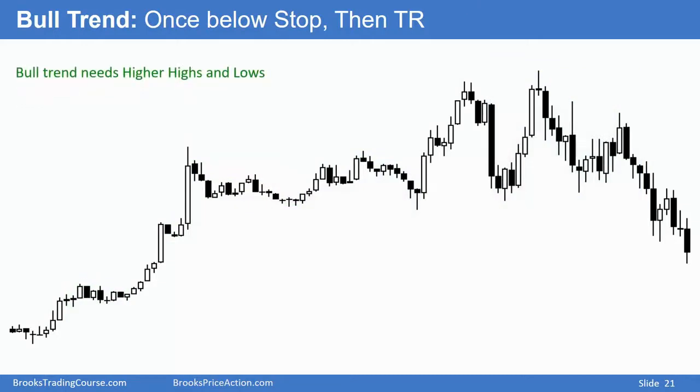A bull trend needs higher lows and higher highs. And bulls look to put their stops below major higher lows. Is this a major higher low? Well, I like to see two things. I like to see a strong breakout and preferably to a new high. So this is not clearly a major lower high. This falling below that is not enough to make me conclude the bull trend has ended. However, this is a strong bull breakout to a new high. If the market falls below this, it's probably no longer a bull trend.